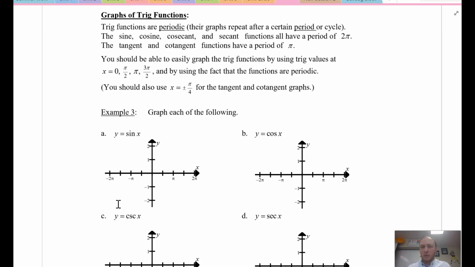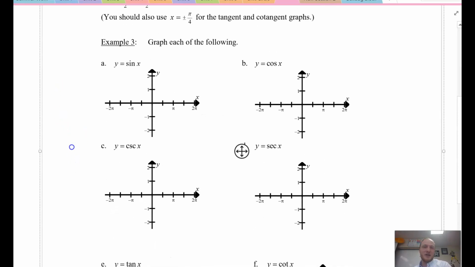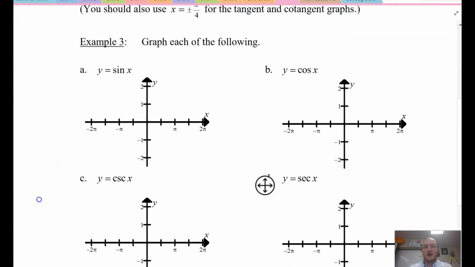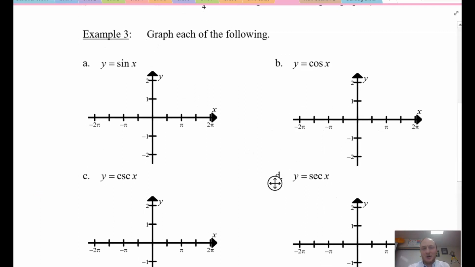If you want more experience, I have videos for Accelerated Math 3 on my website, Unit 14, Graphing Trigonometric Functions, so you can check those out there. All right, let's check out these parent functions. We'll start out with sine and cosine of x.